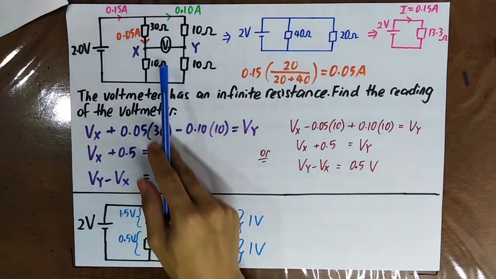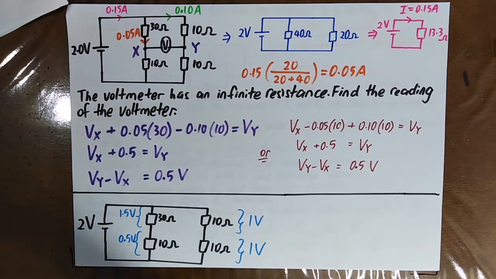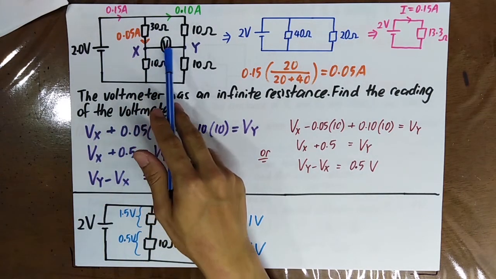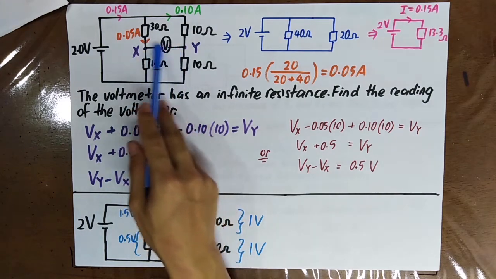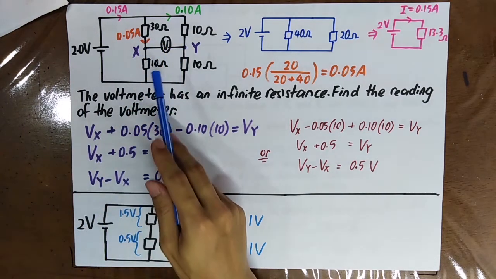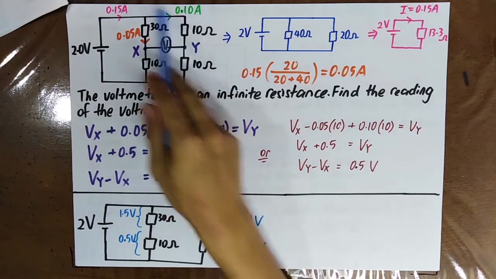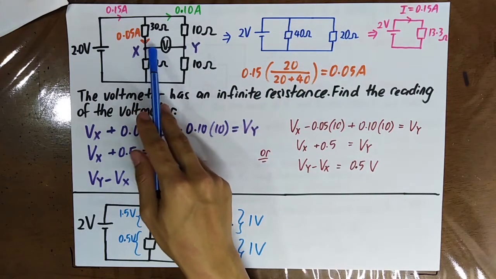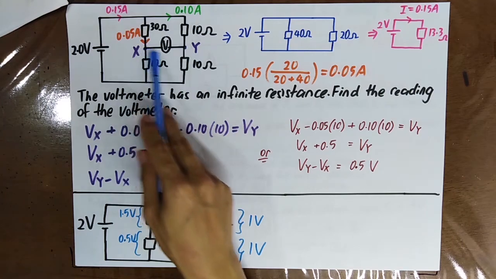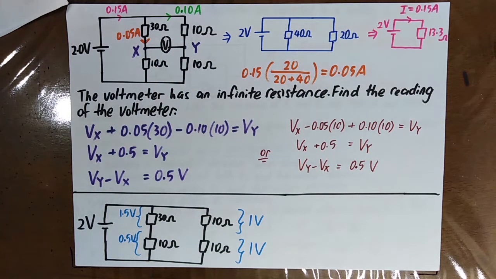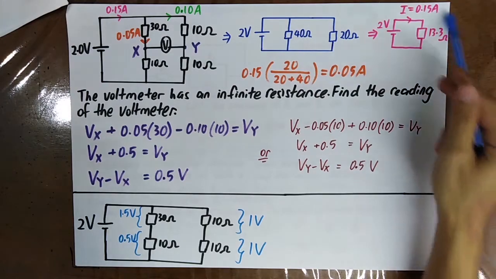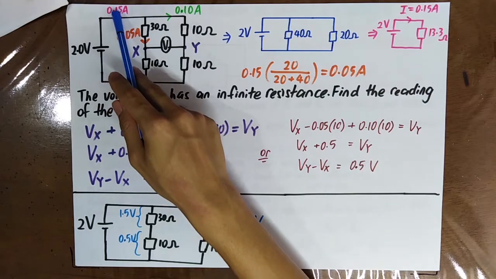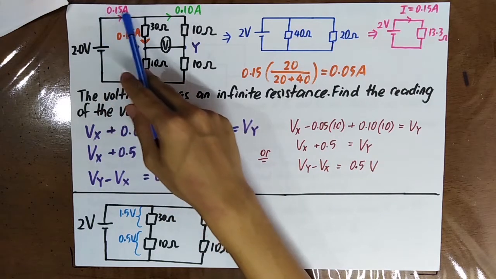The voltmeter has an infinite resistance. Find the reading of the voltmeter. If the voltmeter has an infinite resistance, that means that no current flows through the voltmeter. Therefore, you can simplify the whole diagram into this. Because there's no current flowing from point X to point Y, this does not exist anymore. And then you can simplify the whole diagram into this, and finally you can find the current, which is 0.15 ampere, the current flowing out of the battery.